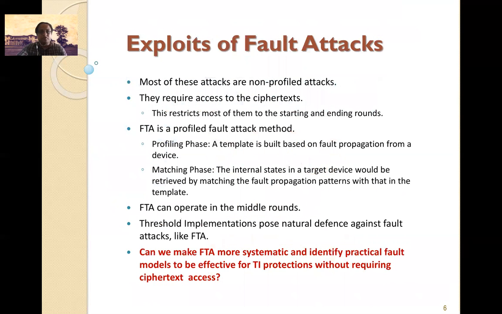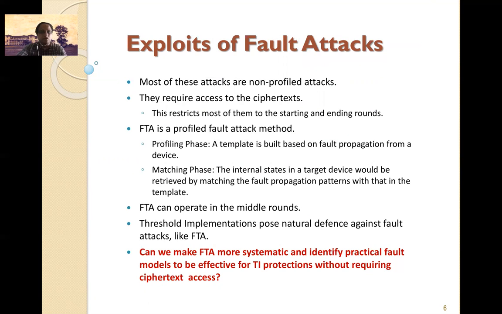So what are the exploits of these fault attacks? Many of the fault attacks that have been proposed before are non-profiled attacks and require access to ciphertext, meaning that they are restricted to only the starting and the ending rounds. However, FTA is a profiled fault attack method, which means that there is a profiling phase in which we perform template building. That means the template is built based on fault propagation from the device. And there is a matching phase in which the internal states in the target device are retrieved by matching the fault propagation patterns with those in the template. FTA can also operate in the middle rounds because it doesn't require access to the plaintext or ciphertext.